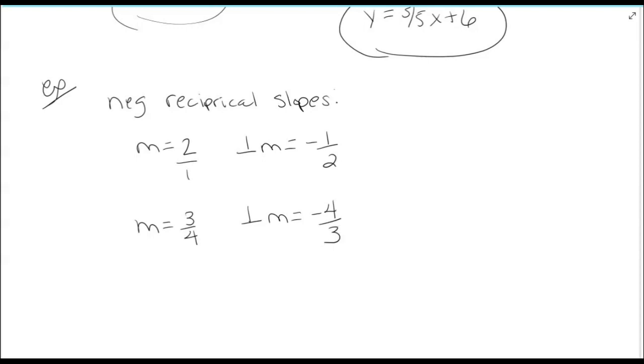Thirds. All right, one more. If you're given this slope of -4, then the perpendicular slope is going to be a positive 1/4. So if it's not a fraction, you can just put it over 1. Flip it and take the negative.